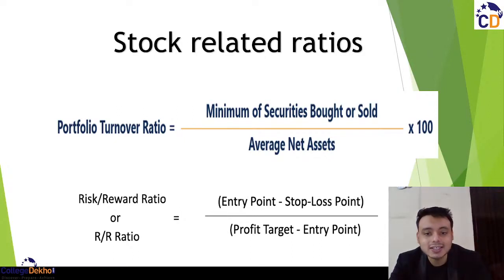Average net assets are nothing but your portfolio में कितने stocks हैं. Okay. So अब denominator को, or the average net assets, you can consider as the assets in your portfolio or the stocks in your portfolio. Okay. And in the numerator you have the minimum of the securities bought or sold. मतलब कितनी securities खरीदी जा रही हैं और बेची जा रही हैं.